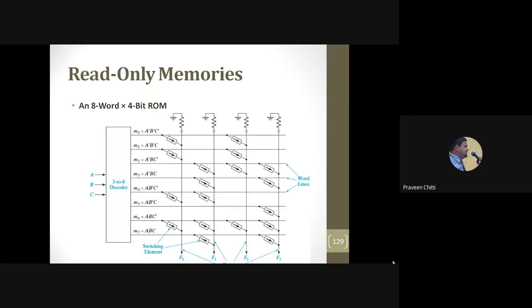Yes, anybody else? What ROM have we used here, what decoder have we used, how many output functions are there, how many input variables are there, and what is the function implemented by each of the output lines?